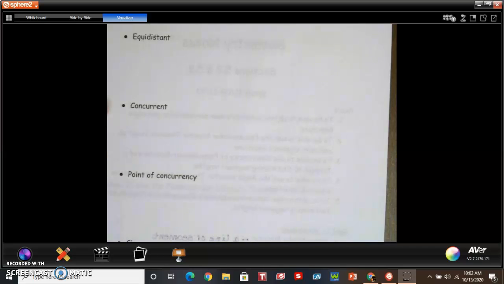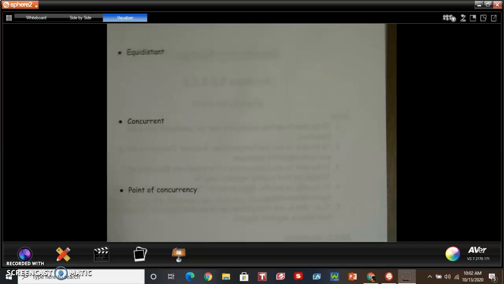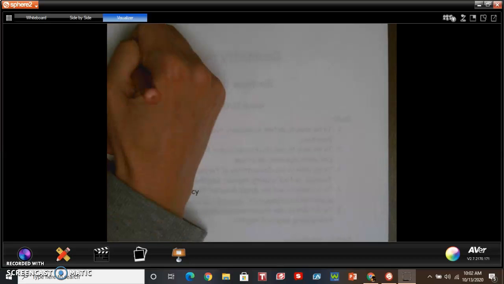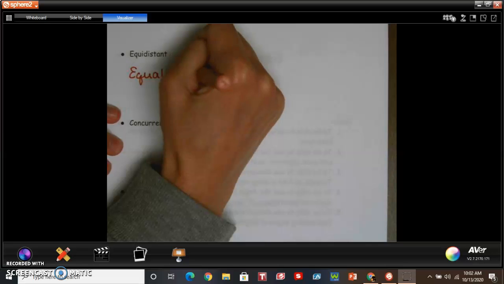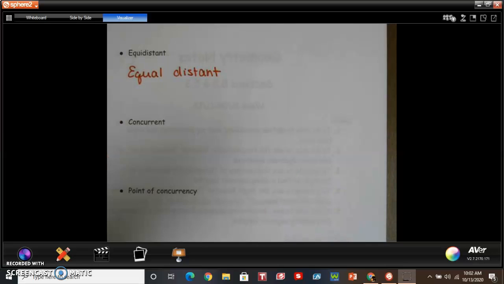Next vocab word we have is equidistant, which means exactly what it sounds like. It means equal distance. So whenever we're talking about these special segments, our perpendicular bisector and our angle bisector, cutting segments to where it's creating equal sides. So you'll see that whenever we especially go through our theorems.